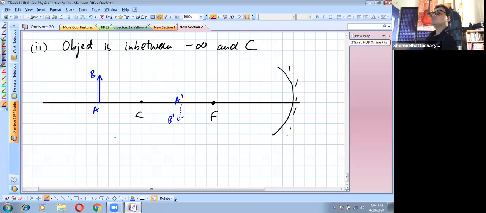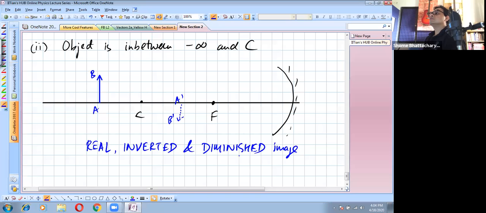So we will get what is called a real, inverted and diminished image, okay, between center of curvature and focal point. Okay. So in fact, it's a very interesting thing.